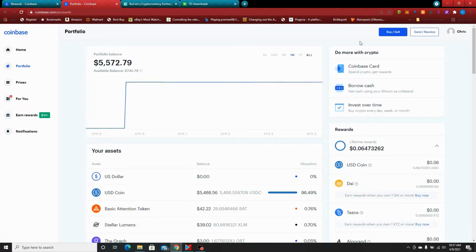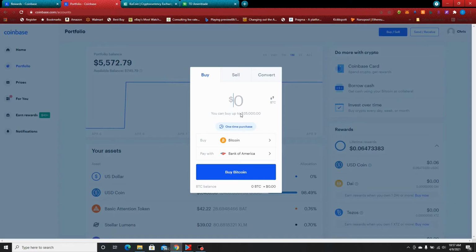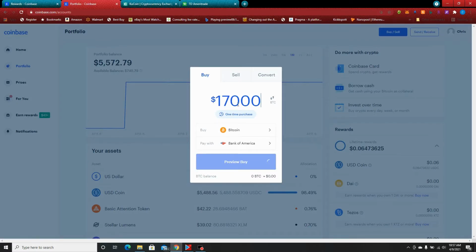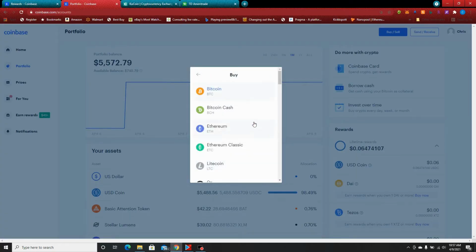So let's go ahead with the transfer. So what we want to do is buy, and then let's see what happens if we do Bitcoin. So let's say we want to buy $17,000 worth of Bitcoin, right? And we do a preview buy here. We see the fee is $249.58. That's a lot of money. $250? Nah. This is what you do. You buy USDC.